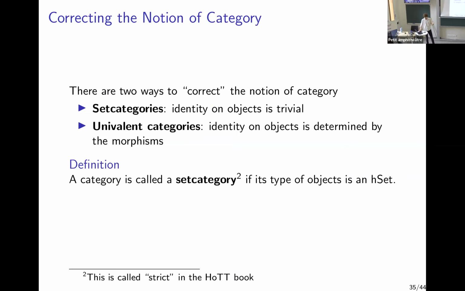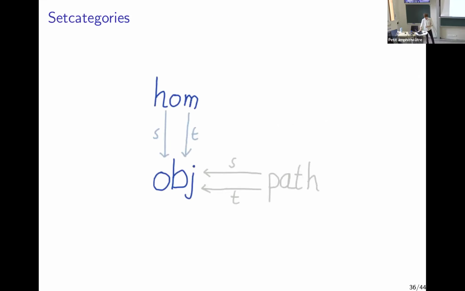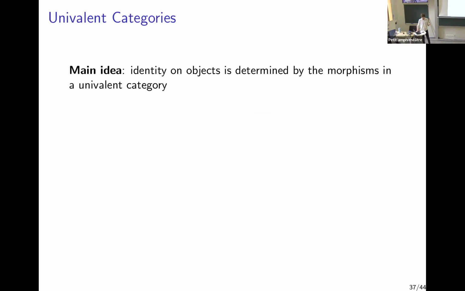So first, what is a set category precisely? It is a category where the type of objects is a set. Who cares about words when you can have images? So what I mean with this image is this part is trivial. So this is kind of like not really there. It's completely trivial because all possible paths between objects are the same, meaning that this doesn't really provide any information. The second way is a univalent category, where you say this part of paths is determined by the morphisms.